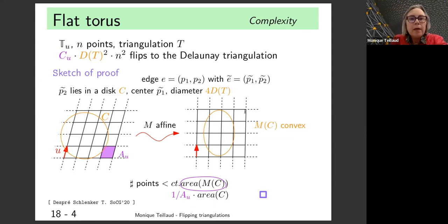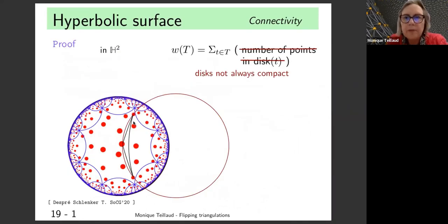Yes. Well, in the flat case, we can prove a bound on the number of flips that are necessary to go to the Delaunay triangulation. We choose a constant that depends on the torus, where U is the vector of the lattice here, and the square of the diameter and this n square. Maybe I'll skip this proof to have more time to insist on the rest, but there's no miracle here. For the flat case, it's relatively easy.